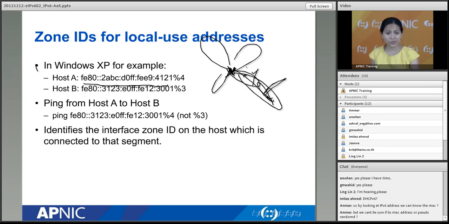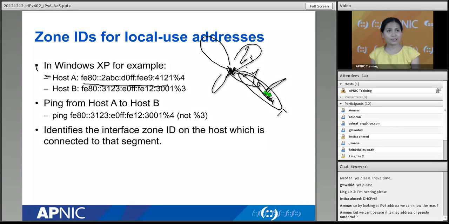So if you have a link local address here, that's a different zone. If you're connected to another machine using this zone, maybe it's represented by percent 4, percent 3. So it's not really cumulative, it doesn't just add up. It's randomly generated by the operating systems. So if you want to ping, let's say, this machine going to this machine 2, you will need to assign the zone ID from you.